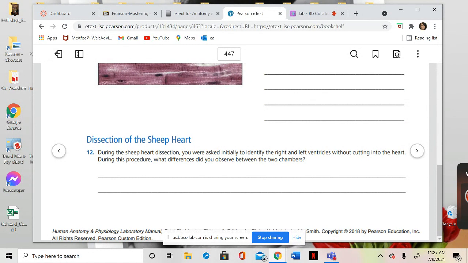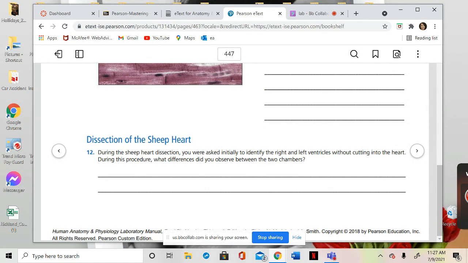And the structure is really related to the function, because the left ventricle pumps blood through the high resistance systemic circulation, so it has to be stronger than the right ventricle, which pumps blood through the short, low resistance pulmonary circuit.